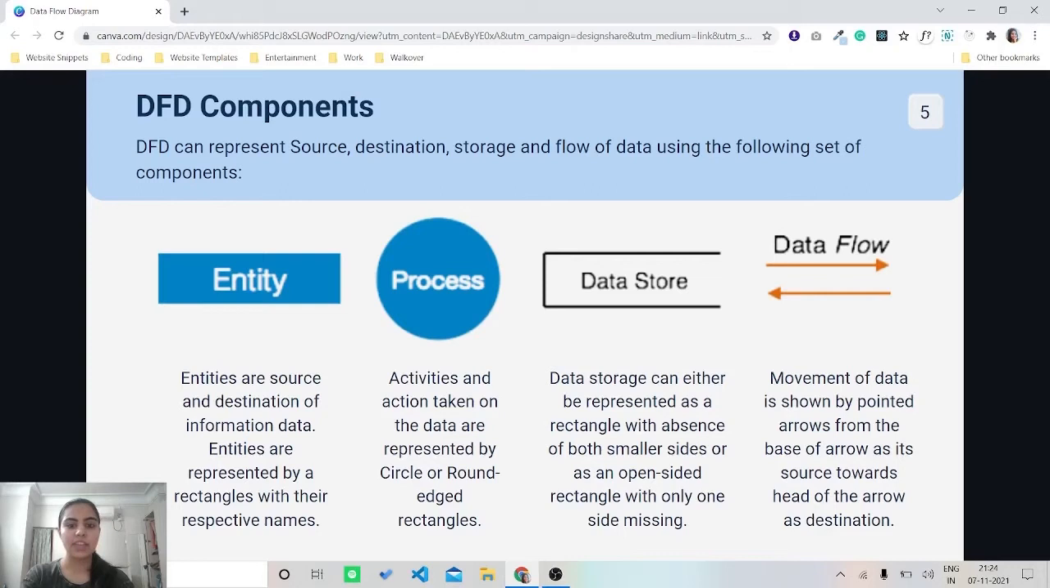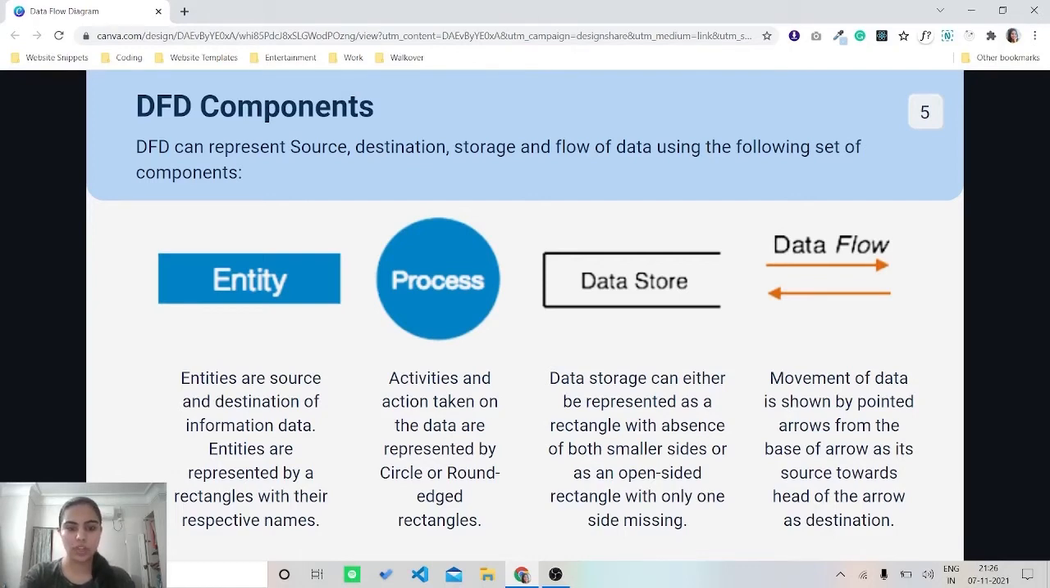Process. Activities and actions taken on data are represented by circles or round-edged rectangles. Straight lines with incoming arrows are input data flow and with outgoing arrows are output data flow. Processes are given serial numbers for easy reference.